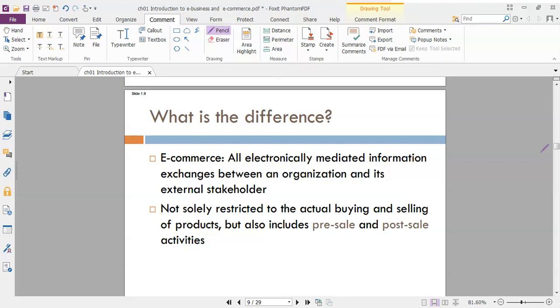The information about the product, the features, the image of the product, and then what is the testimony of the product? What is the price of the product? That is all the information exchanged electronically. We call it e-commerce.